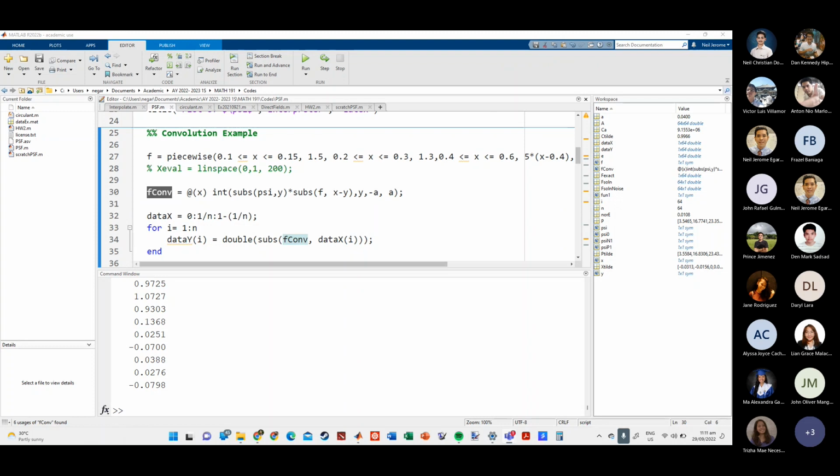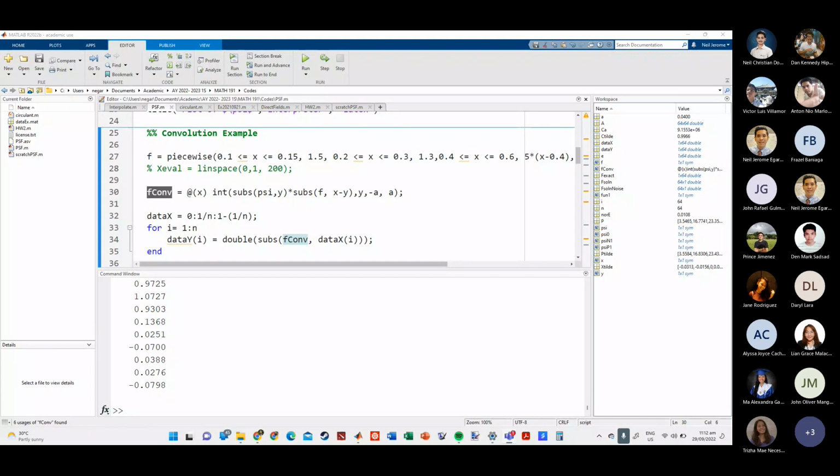Alright? Kaya meron akong subs command dyan. Para lahat ng x's kay psi, kasi ang pagkaka-define ko kay psi kanina, ang variable ay x, papalitan ko by y. Now, times f of x minus y naman. So, ibig sabihin, i-multiply ko si psi evaluated at y by f, pero yung variable niya, papalitan ko naman ng x minus y. Kasi nasa integrand, f of x minus y eh.